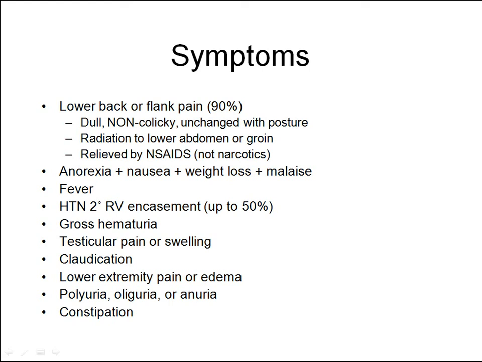Also, anorexia, nausea, weight loss, malaise, other constitutional symptoms, fever, hypertension related to renal vein involvement in up to 50% of patients, gross hematuria, testicular pain and swelling, claudication, lower extremity pain and edema, polyuria, oliguria, or anuria, and constipation.